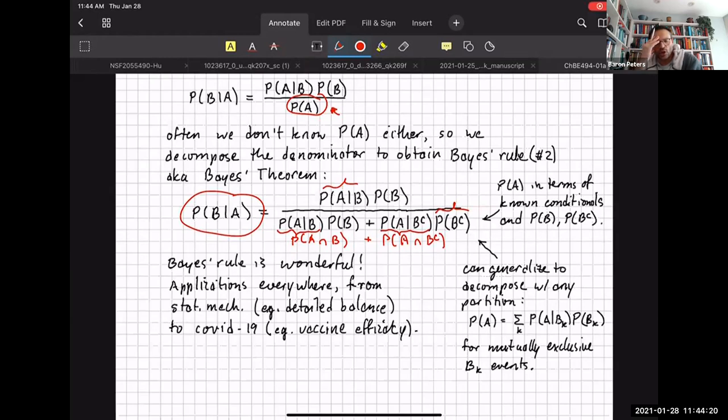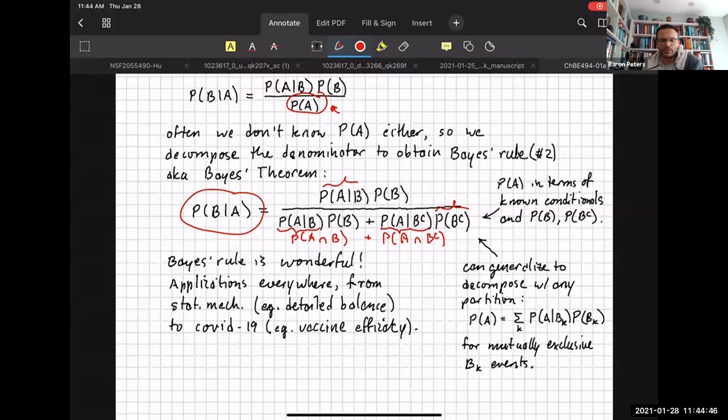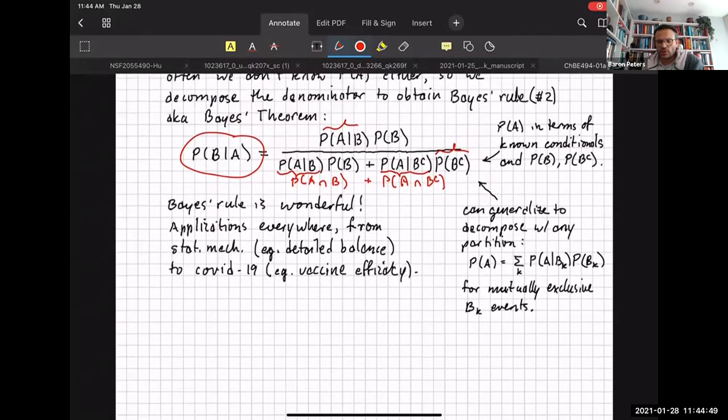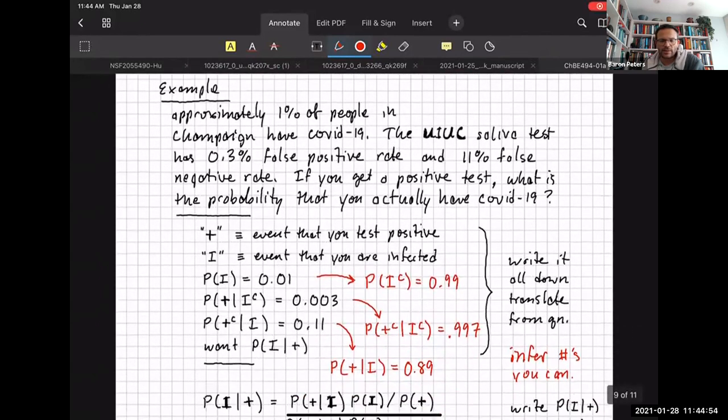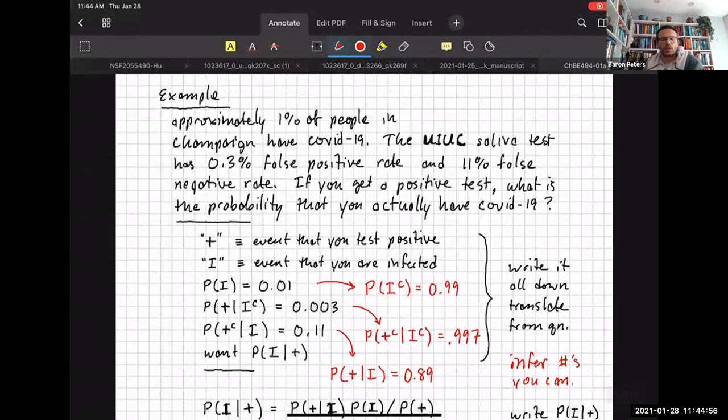It has applications all over the place. When you hear people on the news talking about how effective a vaccine is, that really comes down to a very careful analysis of these terms. It depends in a very sensitive way on false positive rates, false negative rates, and the prevalence of the disease in the population. It's a very difficult thing to test accurately when the disease is not very prevalent. So let me go ahead and do a very simple example that I think will drive that point home.